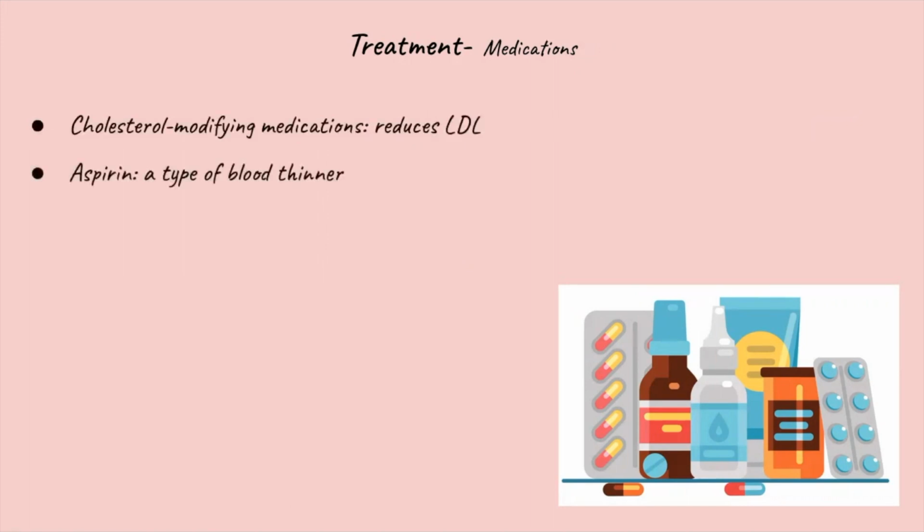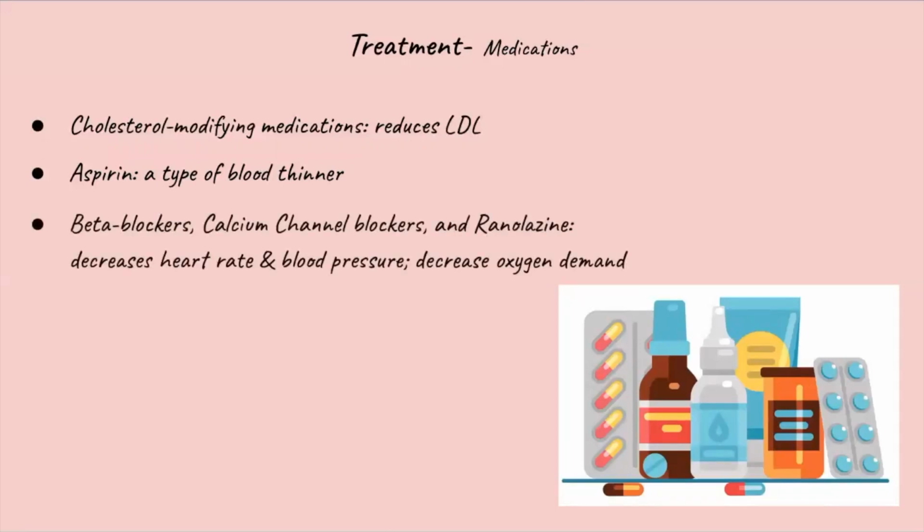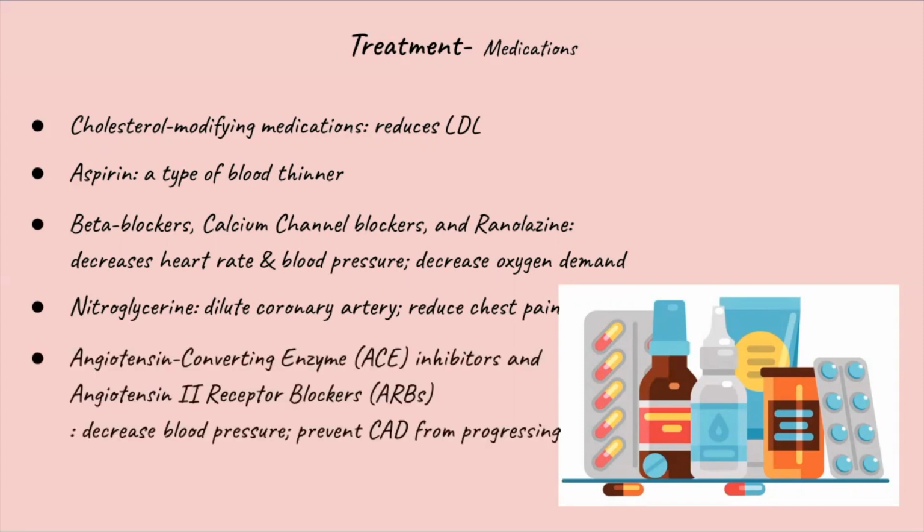We have aspirin, which is a type of blood thinner to prevent blood clots, beta blockers, calcium channel blockers, and ranolazine, which all function very similarly, in which they decrease heart rate and blood pressure to decrease oxygen demand of the heart. Nitroglycerin dilates the patient's coronary artery temporarily to reduce chest pain. Angiotensin converting enzyme inhibitors and angiotensin 2 receptor blockers both decrease blood pressure to prevent CAD from progressing.